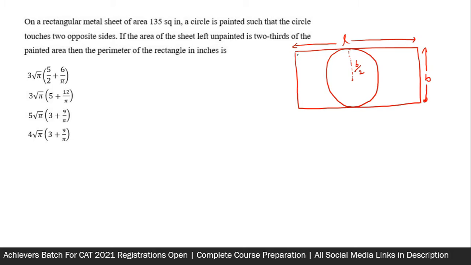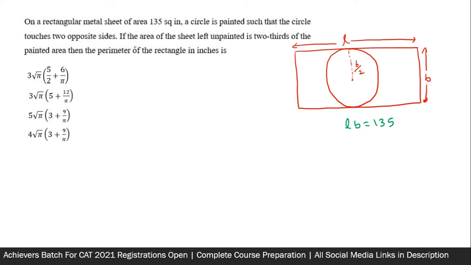For a better understanding, here is a roughly made figure. So this is a rectangle in which this is the inscribed circle which touches exactly two sides of the rectangle. So the first equation that we have is L into B equal to 135. That is the area of rectangle.